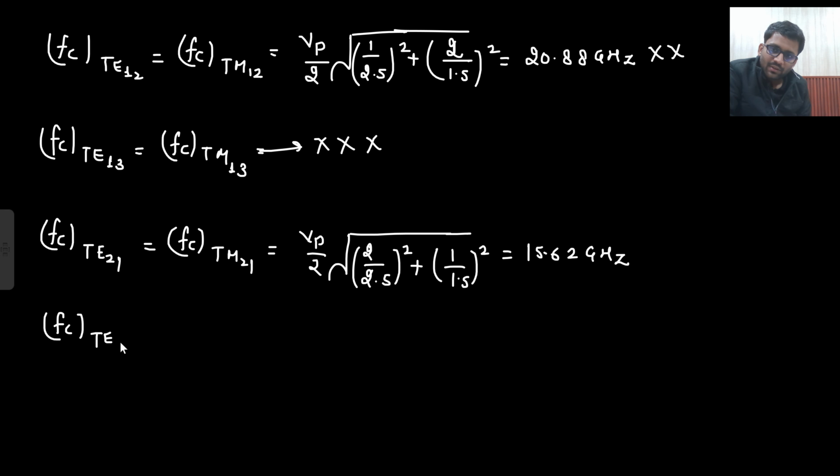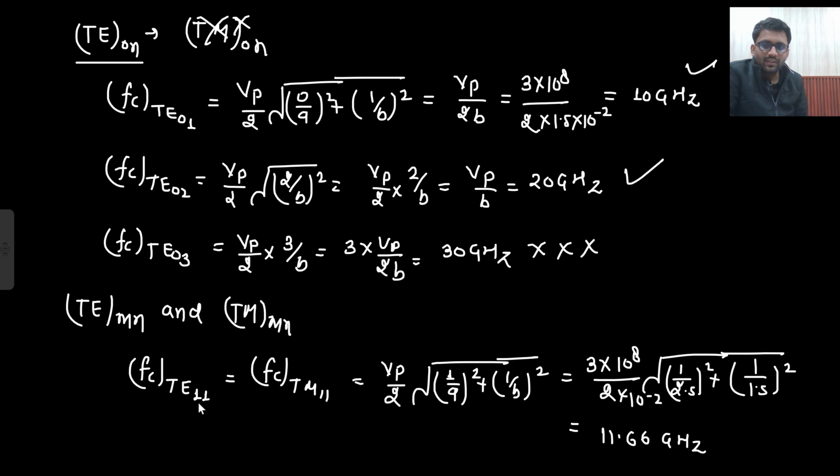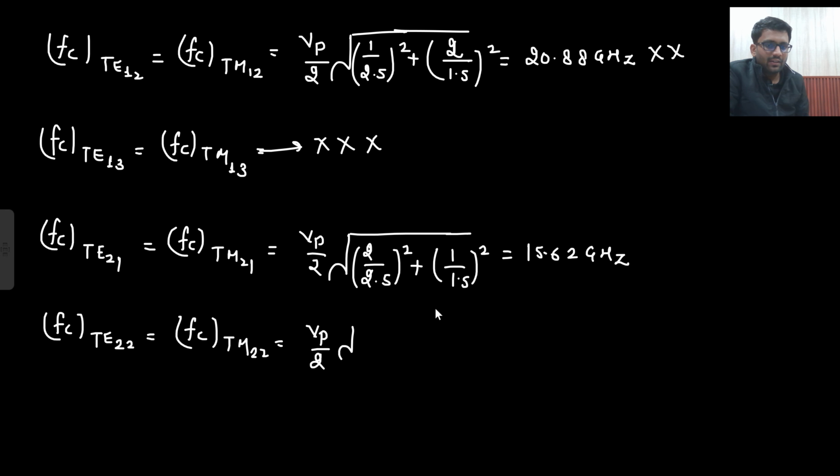TE22 I should calculate, or TM22. What would that be? Vp by 2. So here I have fixed 2 now. Initially what did I fix? 1 I fixed. Now I have fixed 2, and now I am increasing. Here 1 was fixed, so the value of n was 1 here. Here the value of n was 2. Here the value of n was 3. Now this 2 is fixed, so the value of n is 1 here, and the value of n is 2 here. So this is how I am checking. So step by step I need to check.